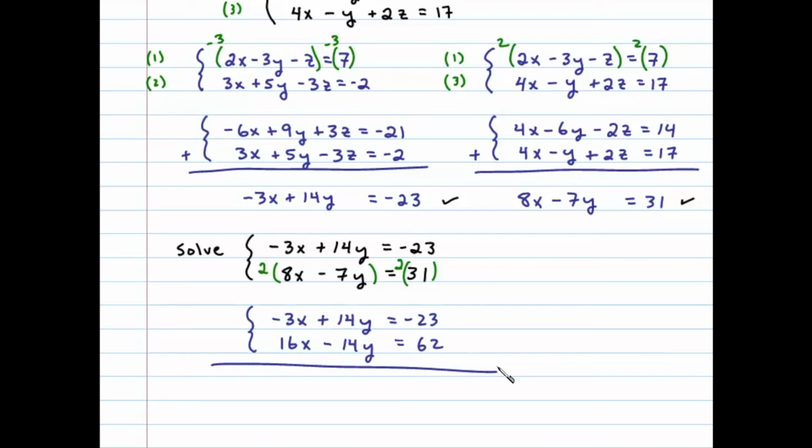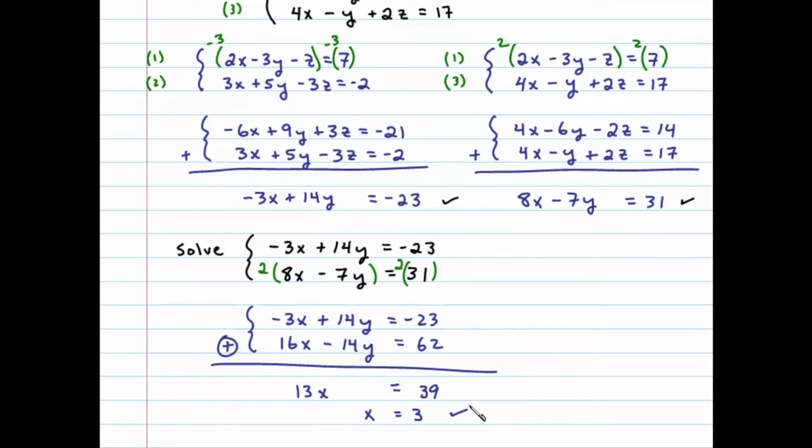Now adding these two equations together, we can eliminate the variable y. That leaves us with 13x equals 39. And then dividing both sides by 13, we have x equals 3.